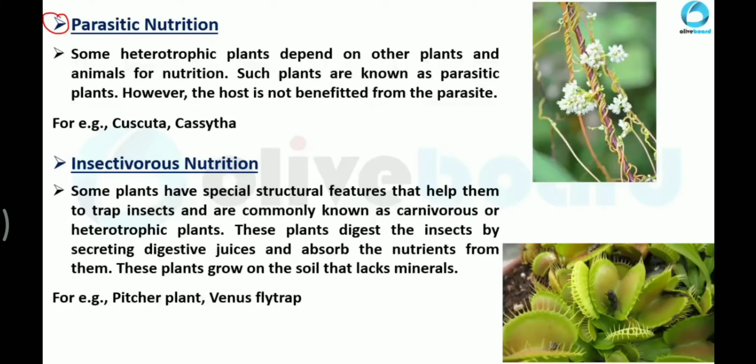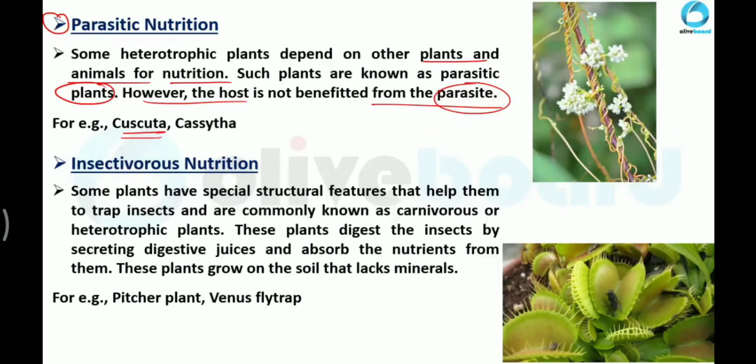Now we will discuss parasitic nutrition. So what is parasitic nutrition? Some heterotrophic plants depend on other plants and animals for nutrition. Such plants are known as parasitic plants. However, the host is not benefited from the parasite. For example, Cuscuta and Cassytha are examples of plants with the parasitic type of heterotrophic nutrition.